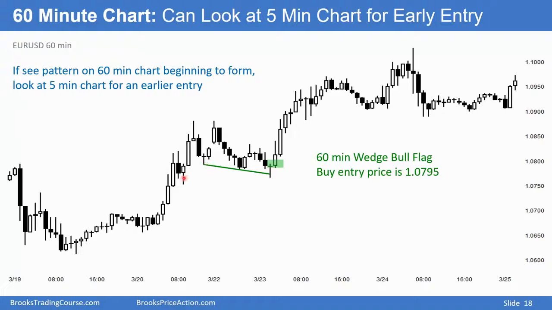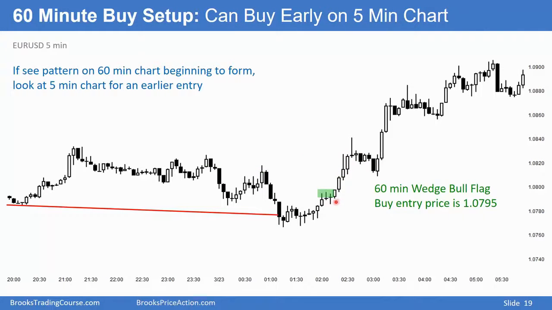If you're anticipating a continuation of the bull trend, then you might start looking for bull flags. And if you see a first push and a second push down, this is strong enough so that we probably are going to get one more push down here. You can take the trade on the 60-minute chart, buying above the high of this bar, or you can look at a smaller time frame chart for an earlier reversal. If you buy the wedge bull flag here, your entry is here, 1.0795.